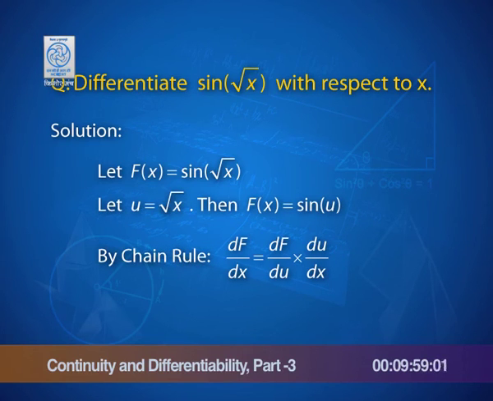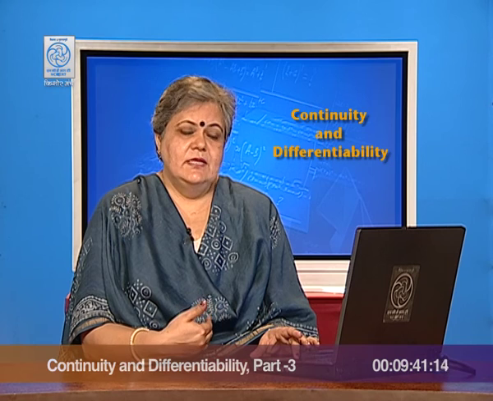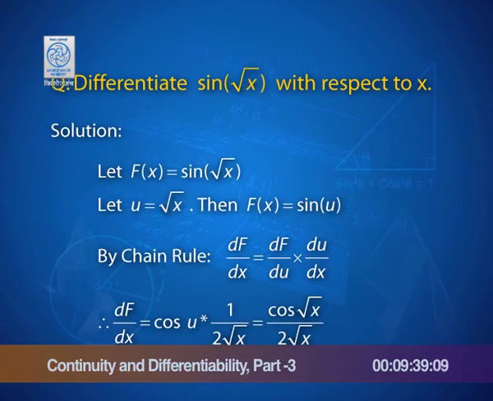Then F of x is nothing but sine of u, and therefore, by the chain rule, dF by dx is the same as the derivative of f with respect to u, into the derivative of u with respect to x. That is the same as cos of u, because the derivative of sin u with respect to u is cos of u, into the derivative of u, which is the derivative of root x, the same as 1 by 2 root x.